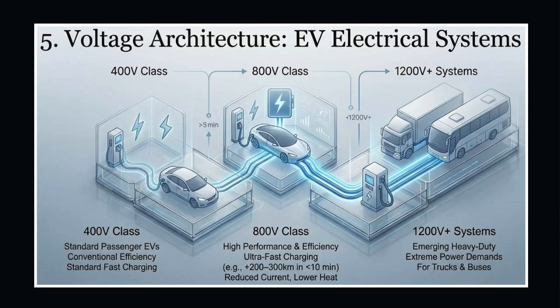Another way to classify EV powertrains is by electrical system voltage. Early EVs used 400-volt architecture, which is fine for regular fast charging and most passenger cars. Newer high-performance models are moving to 800-volt systems, which lower current, boost efficiency, and enable ultra-fast charging, sometimes adding a couple hundred kilometers in just minutes. Heavy-duty trucks may even move toward 1,200-volt systems. So we now talk about 400-volt, 800-volt, and emerging 1,200-volt powertrains.